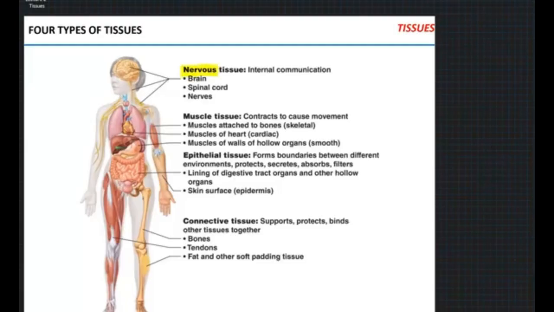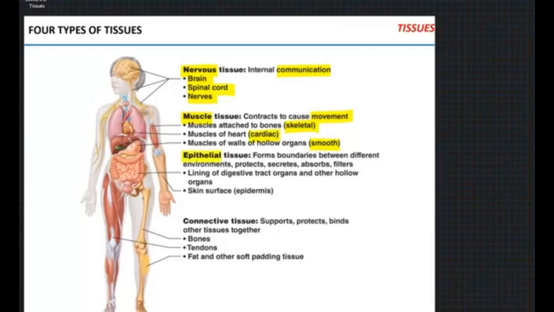There's a nervous tissue, which allows different organs to communicate, which consists of brain, spinal cord, and nerves. There's a muscle tissue, whose main function, not the only one, but main function, is movement. And muscle tissue includes skeletal, cardiac, and smooth muscles.